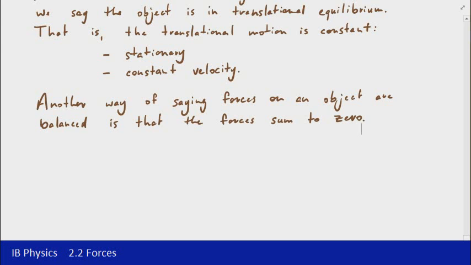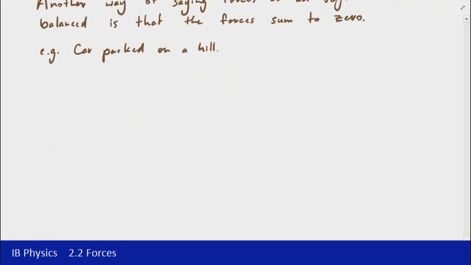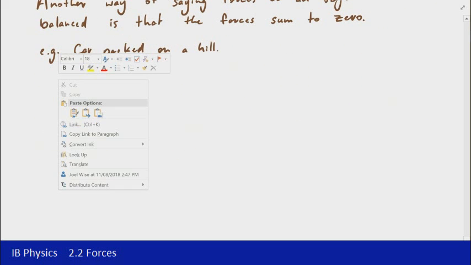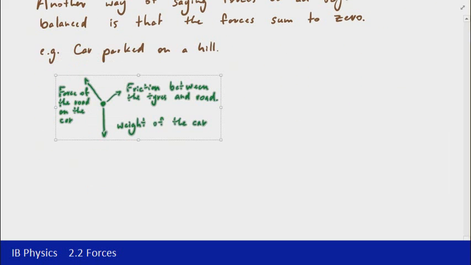Now, you may recall I mentioned in the last video that we'd use the car on a hill example, car parked on a hill. So I want to come back to that one, and just to save a bit of time, we'll just use that same diagram again. So here's the free body diagram that we were looking at in that last video.